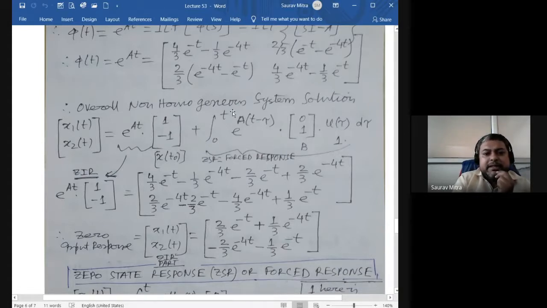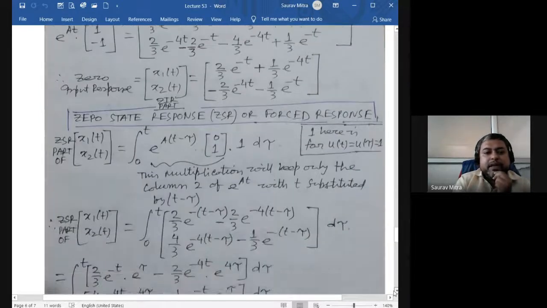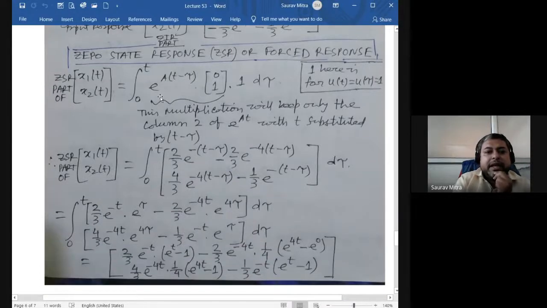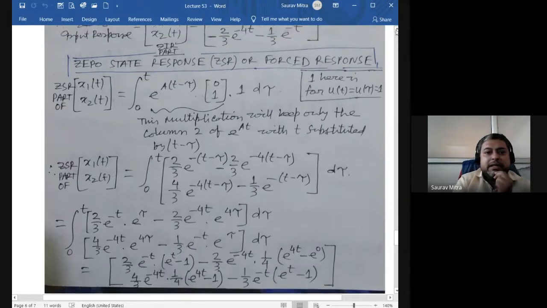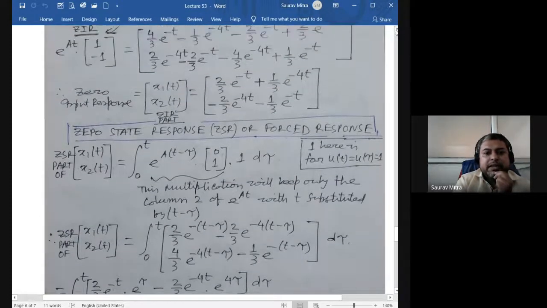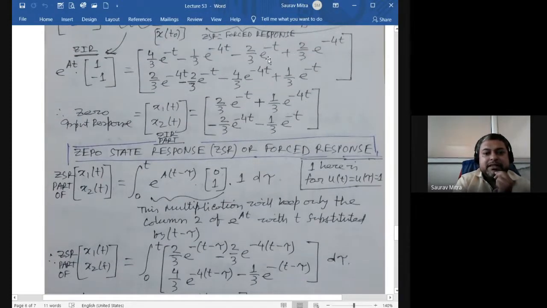Next part, that is the integration from 0 to t of e raised to A(t minus tau) times [0 1] u(tau). If you are doing that, you will find that you are keeping only the second column. Just check how to do that. Here I have written e raised to At, and you are multiplying [0 1] with that. That means in e raised to At you have to substitute t as t minus tau, and the first column is multiplied with 0, the second column is multiplied with 1. That means only the second column will prevail from e raised to A(t minus tau). You can check here, this is the second column.